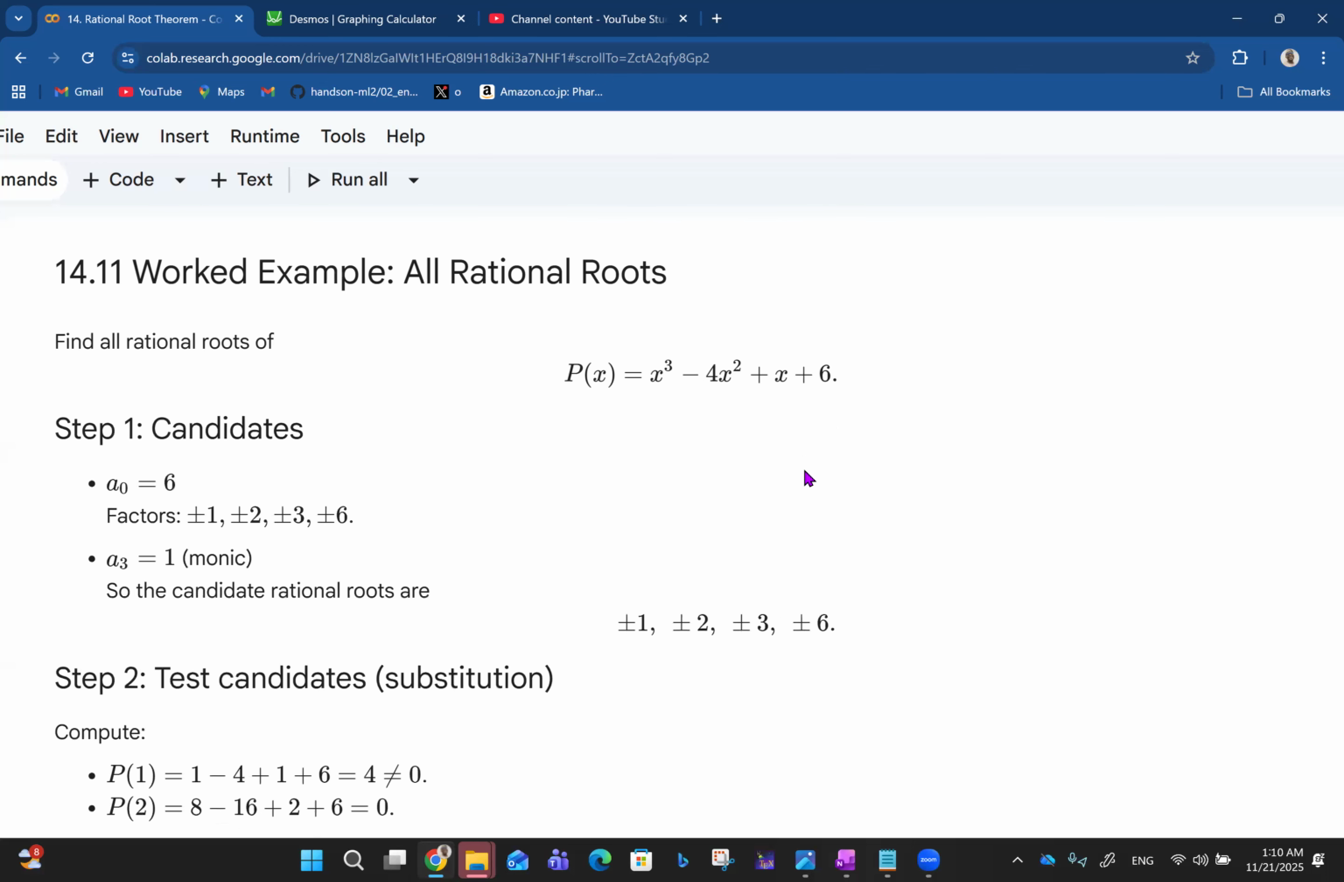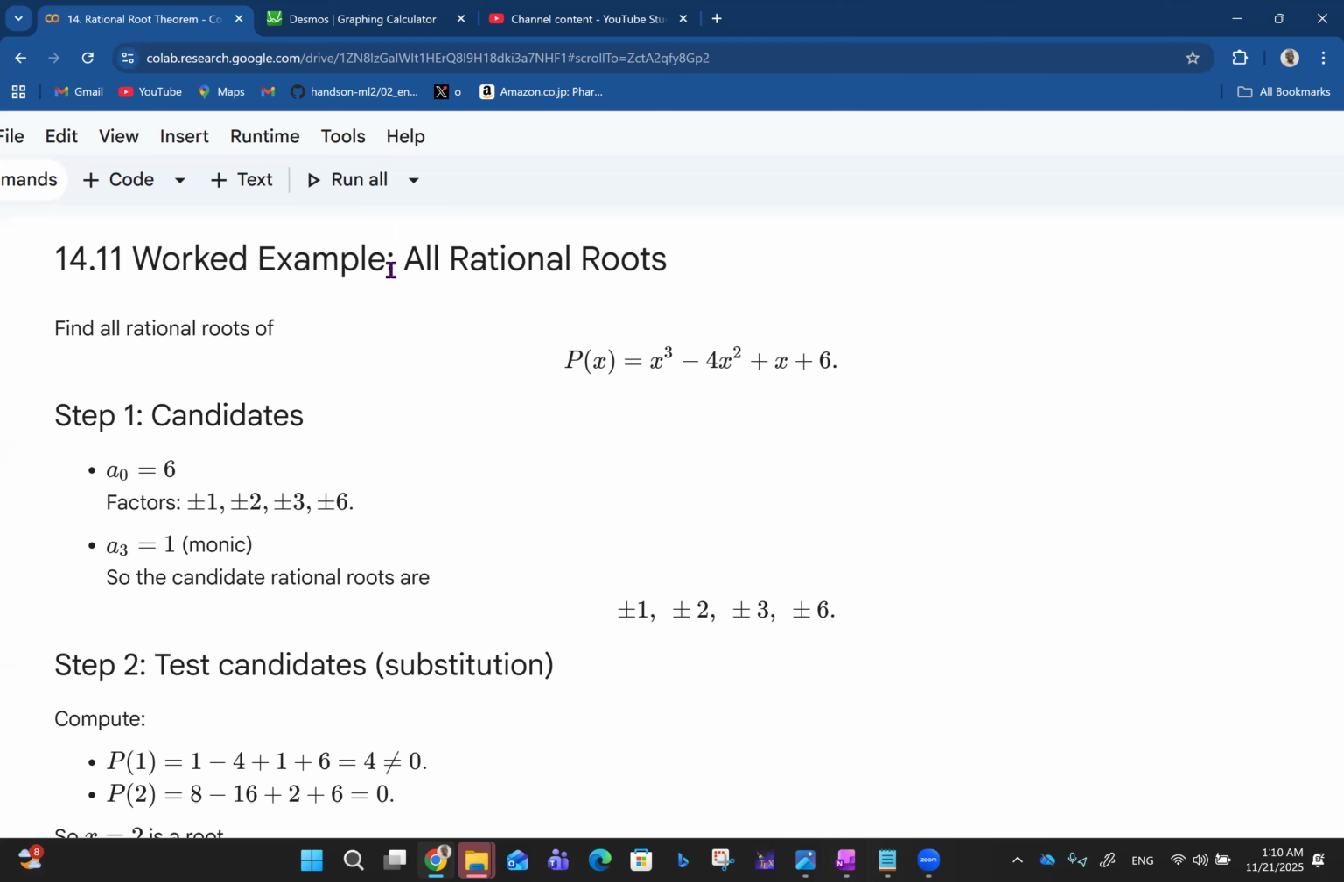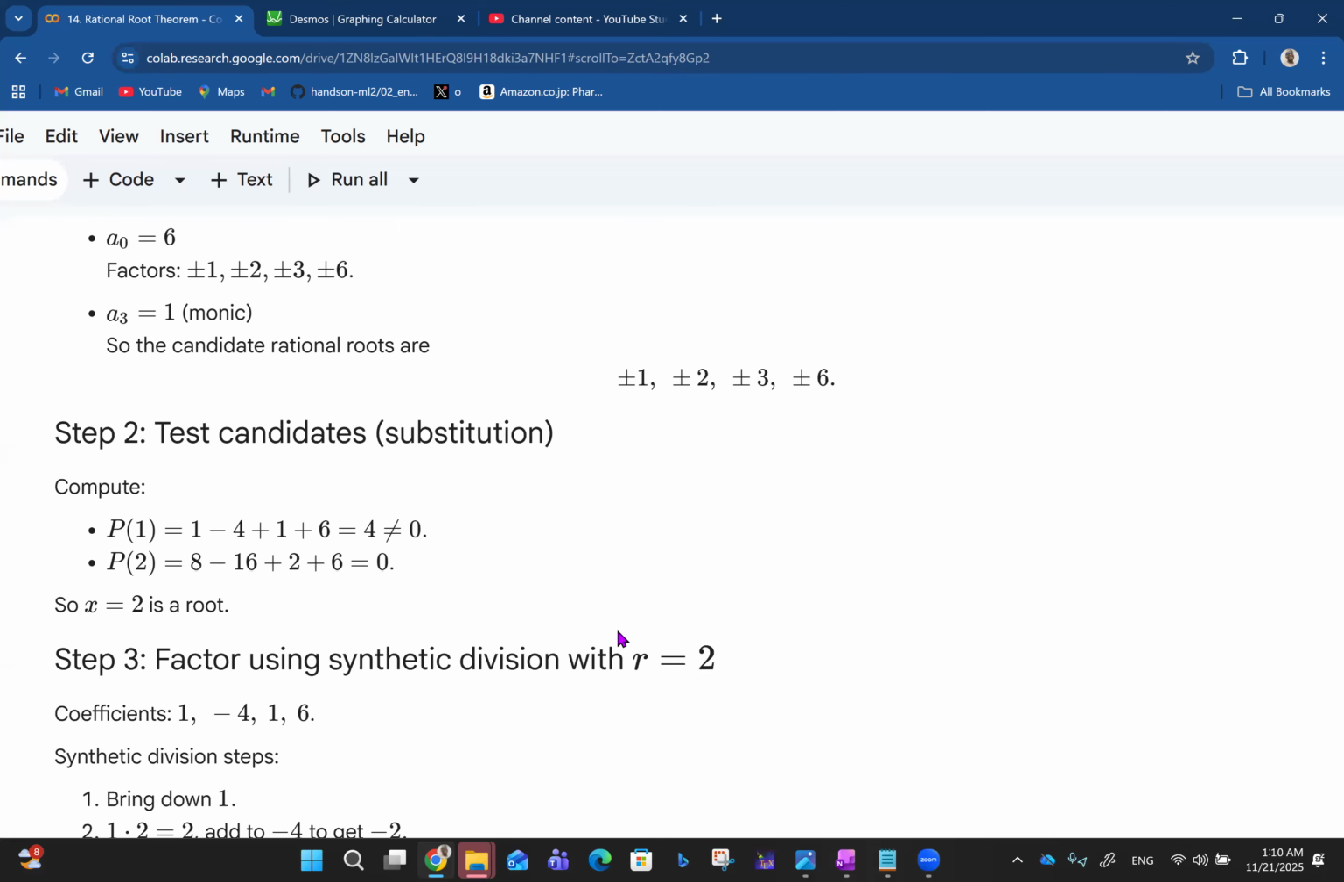So we have some worked examples for finding all rational roots. Find all rational roots for p of x equals x cubed minus 4x squared plus x plus 6. So a naught, that's the constant, you have 6. You have plus or minus 1, plus or minus 2, plus or minus 3, plus or minus 6. And a3 is monic, so that's simply 1. So the candidate rational roots are just the factors of a naught. Then you can begin to test the candidates.